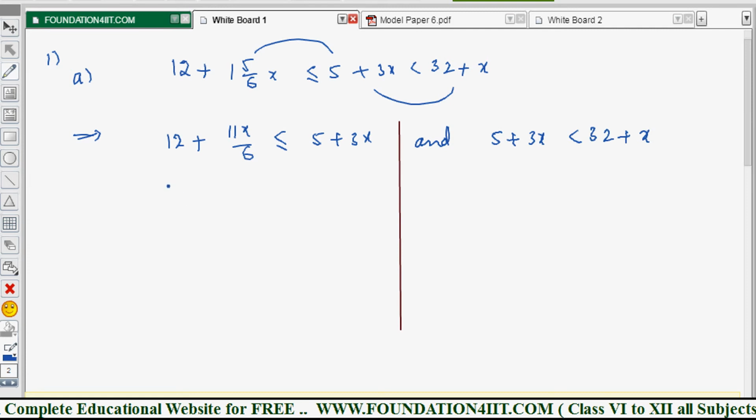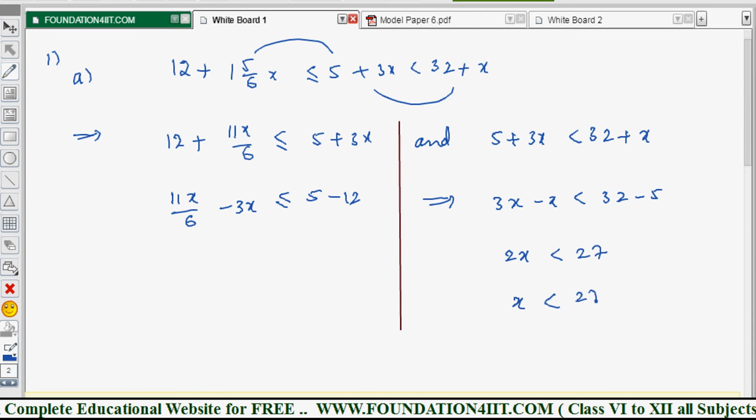Take the x terms to one side. So 11x by 6 minus 3x is less than or equal to 5 minus 12, since plus 12 becomes minus 12. From the other one, also the same: take the x terms to one side, 3x minus x less than 32 minus 5. So 3x minus x is 2x, less than 32 minus 5, which is 27. So x is less than 27 by 2. Let it be this, on the right side.